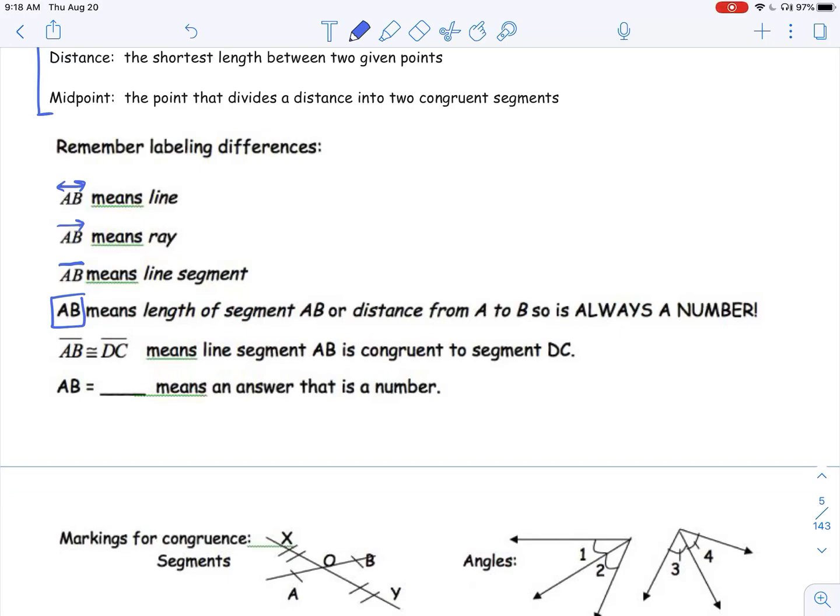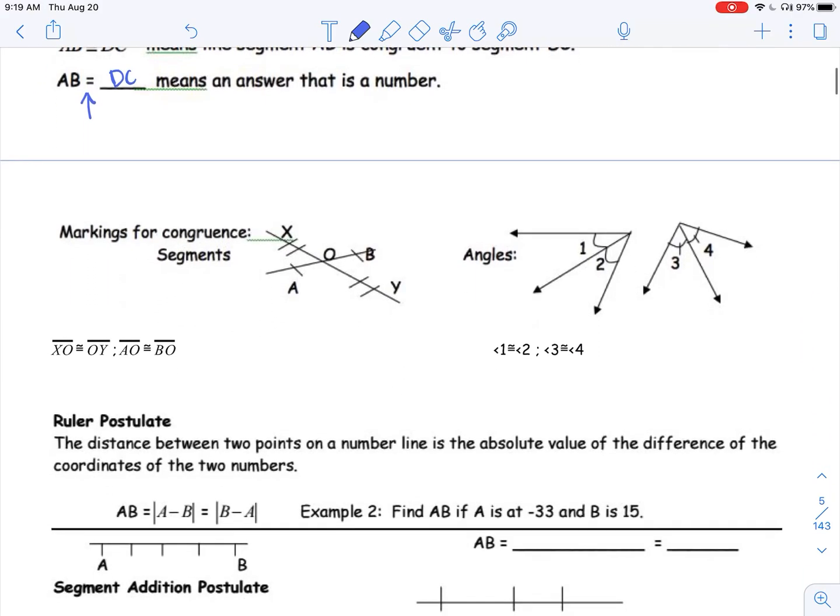If we have two bars over the letters, these mean that our line segments are congruent. And if we take away the bars, we also take away the squiggle mark. And we would say that the length of AB is equal to the length of DC. So I'm going to actually redraw this piece here for our markings for congruence. We're not going to be able to mark lines congruent, but we can mark line segments as congruent.